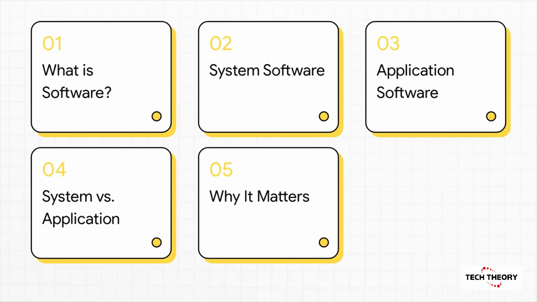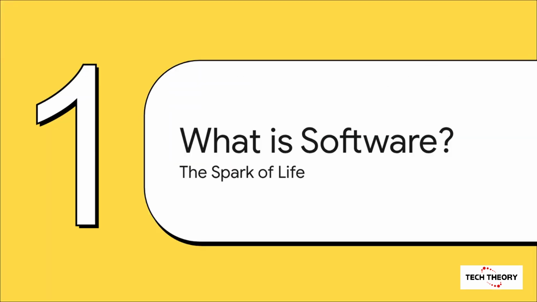So here's the plan. We're going to start by figuring out what that ghost actually is. Then we'll dive into the two major types of software: the hidden boss that's running the whole show behind the scenes, and the digital tools you and I use every single day. We'll see how they're really just two sides of the same coin and wrap it all up by talking about why this invisible stuff matters so much. All right, let's get right into it.